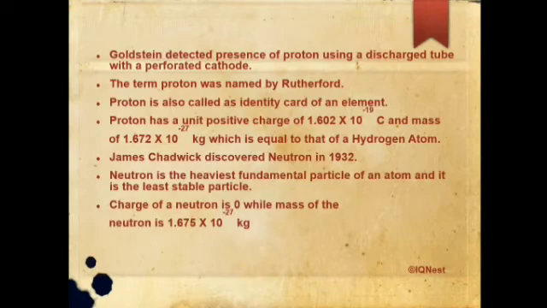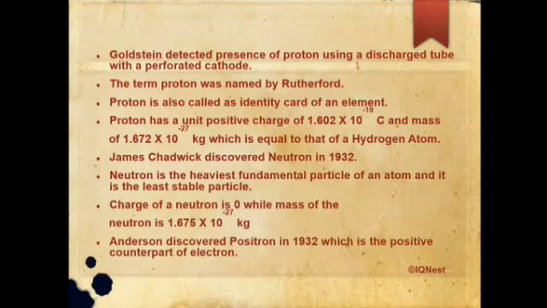So the charge of an electron is negative, charge of a proton is positive and charge of a neutron is 0. The next point, Anderson discovered positron in 1932, which is the positive counterpart of electron. So what is the positive counterpart of electron? The answer is positron.